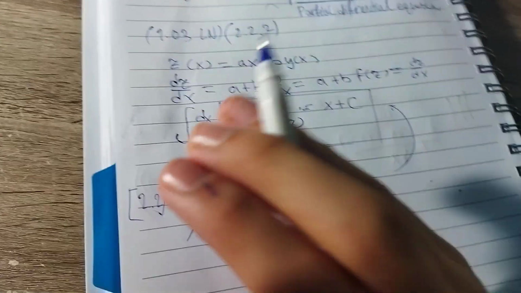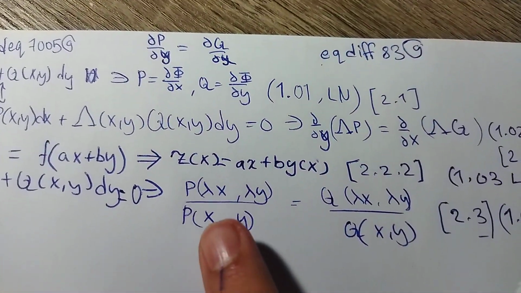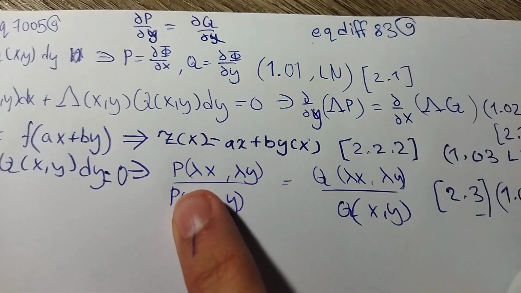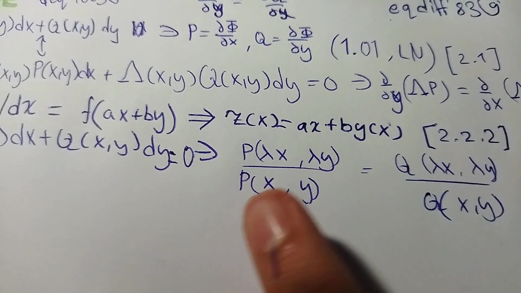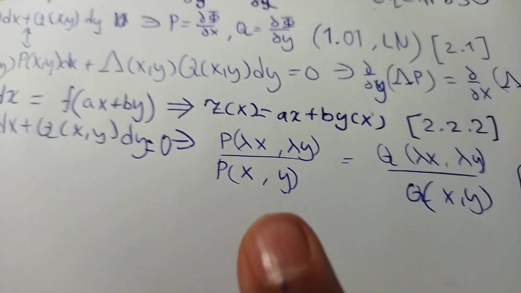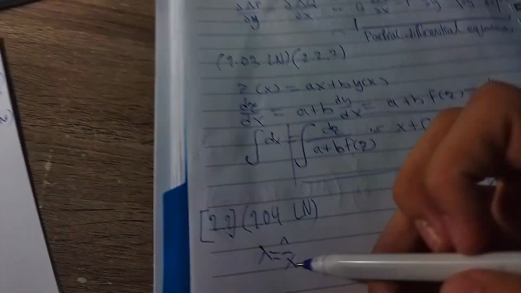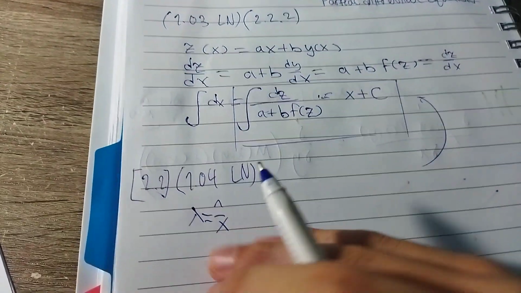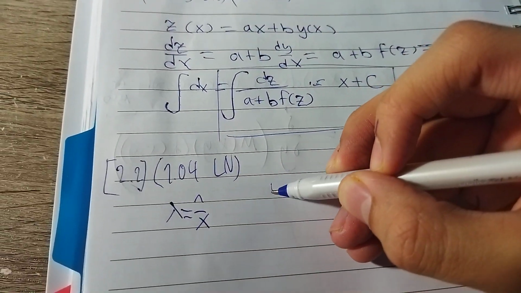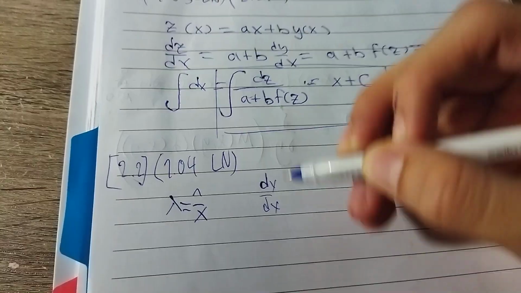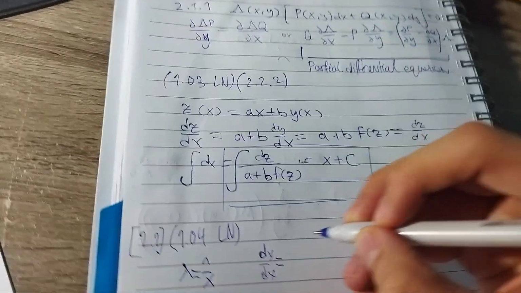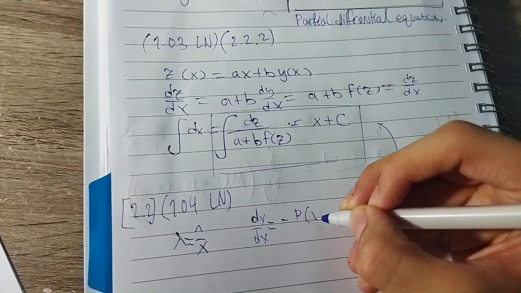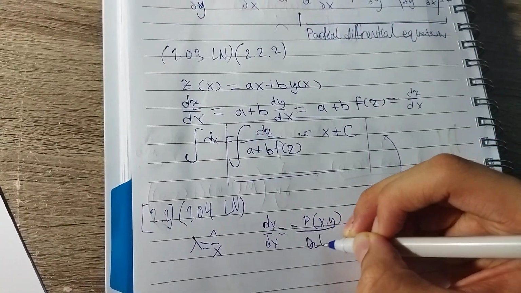And why does this work? It works because this equation works for any lambda. So whether you change it to a given value, it still stays the same. These two ratios are the same, so that is why you can set lambda equal to 1 over x. Now if we solve for dy over dx, it will in this case be equal to negative P of xy over Q of xy.